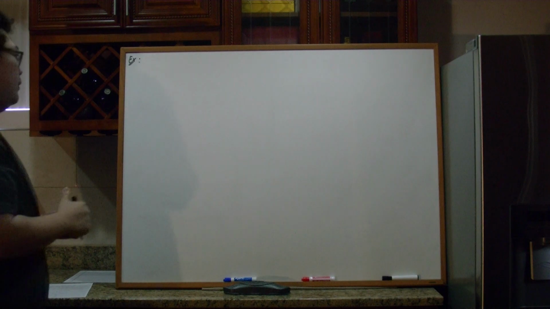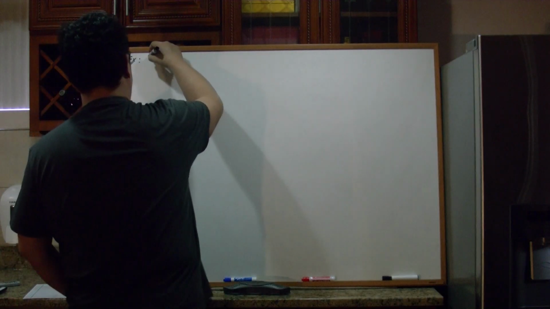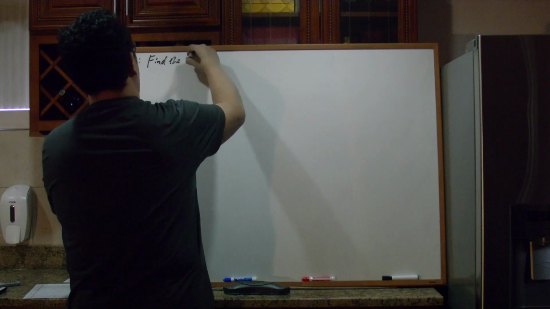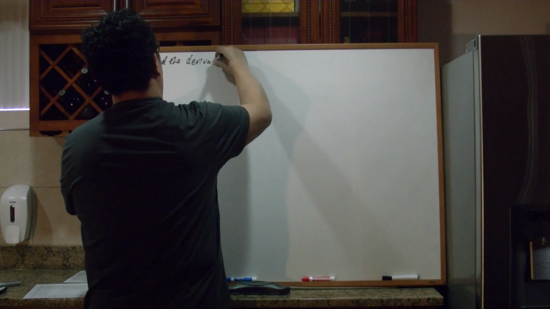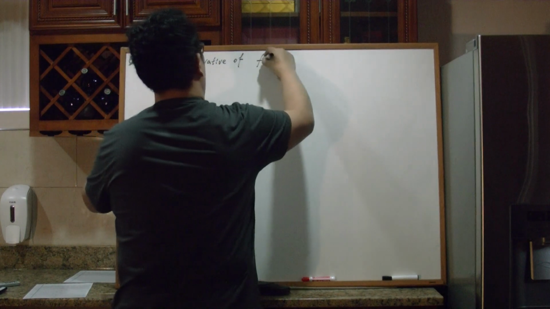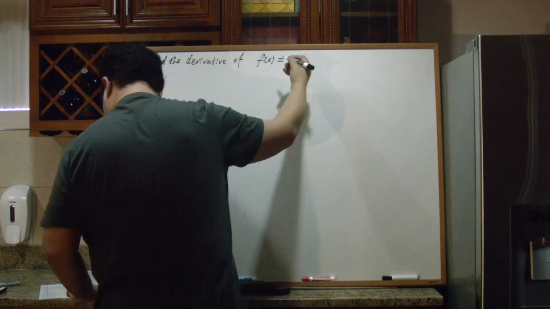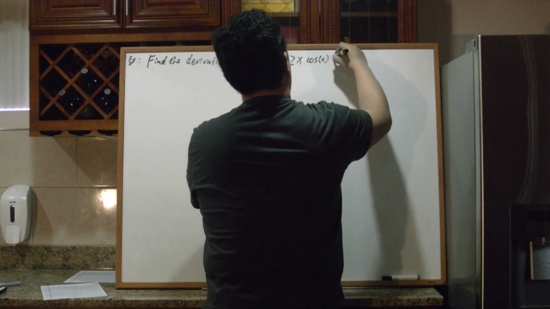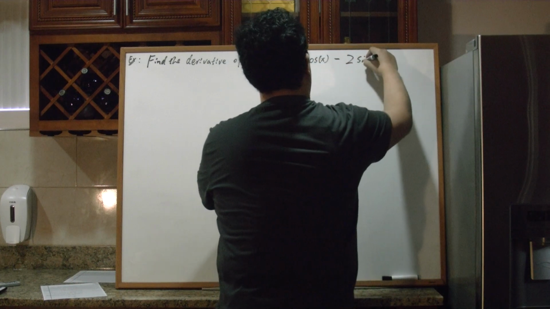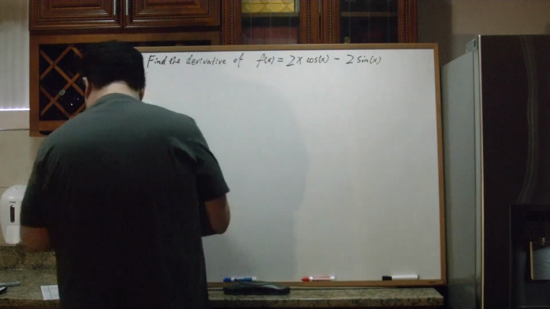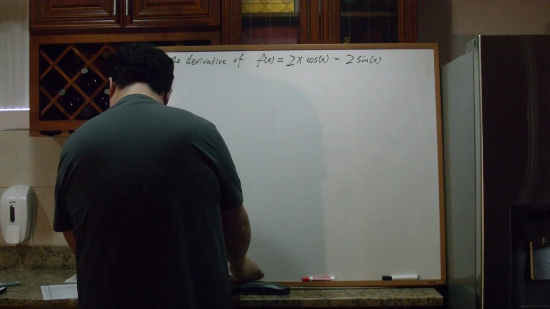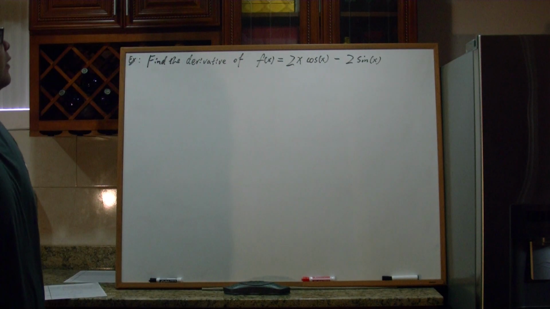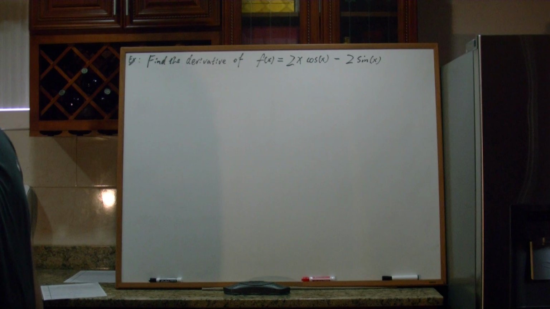Let's see the next example. You can try also, right? Find the derivative of... oh, we have a linear combination. Right? We have 2x cosine x minus 2 sine x.